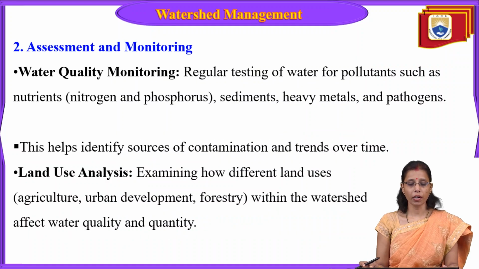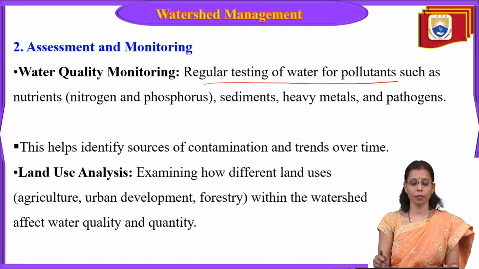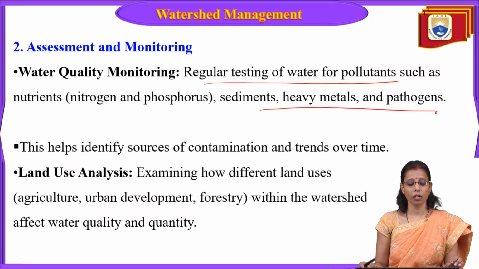Now, assessment and monitoring is one more component we have here. Under water quality monitoring, there is regular testing of water for pollutants such as nutrients like nitrogen and phosphorus, sediments, heavy metals and pathogens, which will help us to assess and monitor these areas.